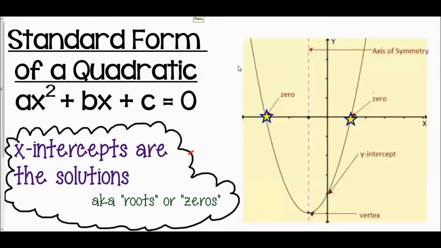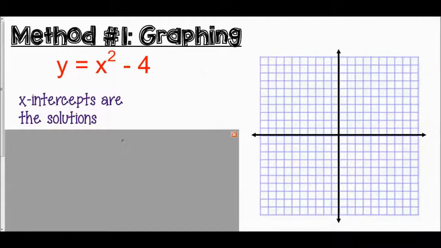A review of what we saw previously: this U shape is called the parabola. It is symmetrical, and that's across here at the axis of symmetry. Either the highest point or the lowest point, the minimum or the maximum, is called the vertex. Here you have the y-intercept, which is not really something we're going to be looking at. We're looking more at those x-intercepts, like these right here, and those are the zeros.